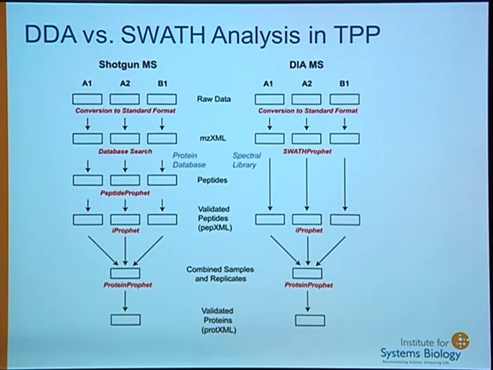Here I show you a comparison between the Shotgun workflow, so the workflow you learned using the TPP, as well as how the analysis pipeline would look if you do SWATH-MS analysis in the TPP. So what you see here is, okay, you have 3 samples. You first convert the raw data to an open format. You then do a database search with a protein sequence database. You then use PeptideProphet for the statistical evaluation, iProphet, ProteinProphet, and you get your result.